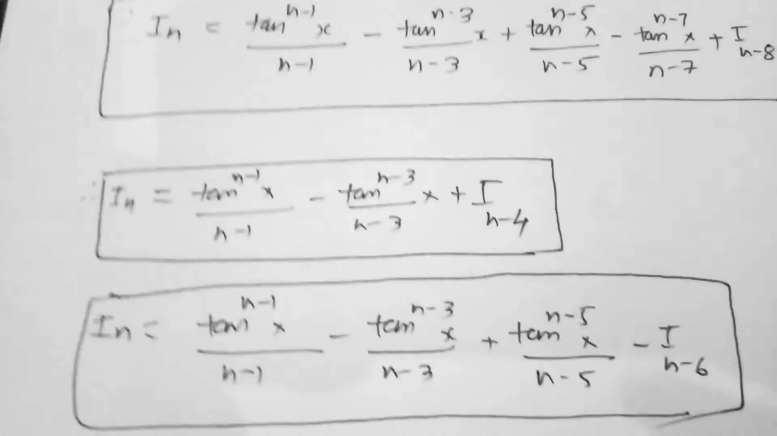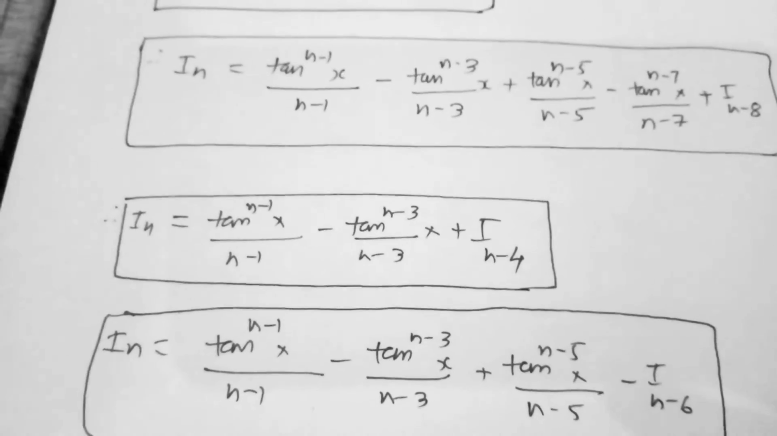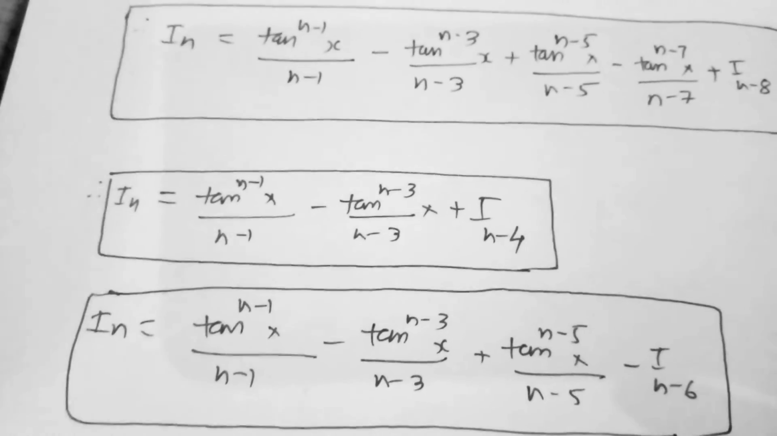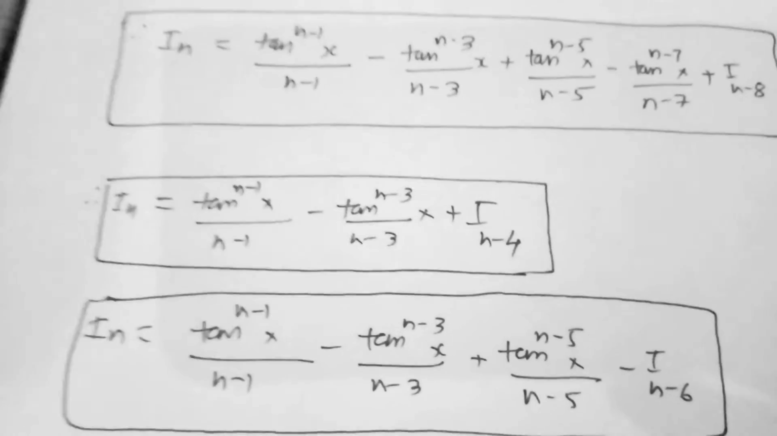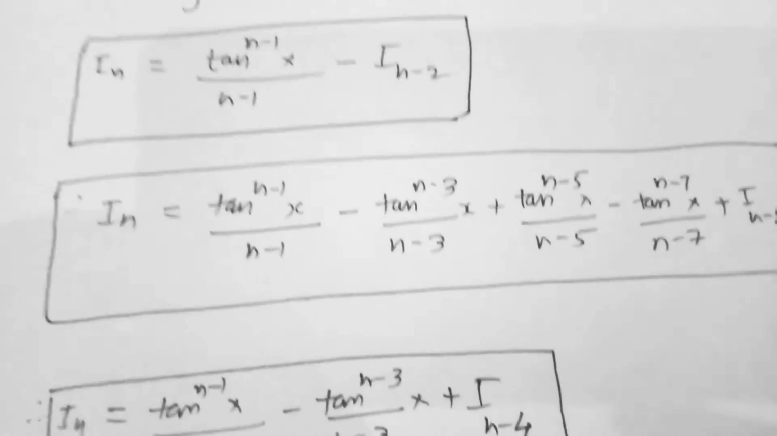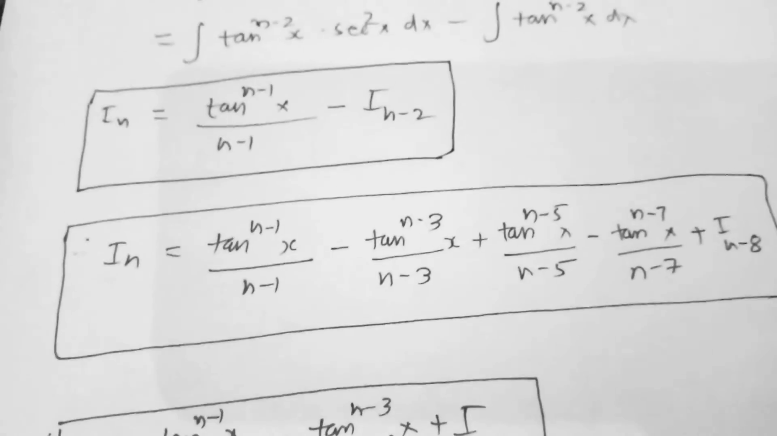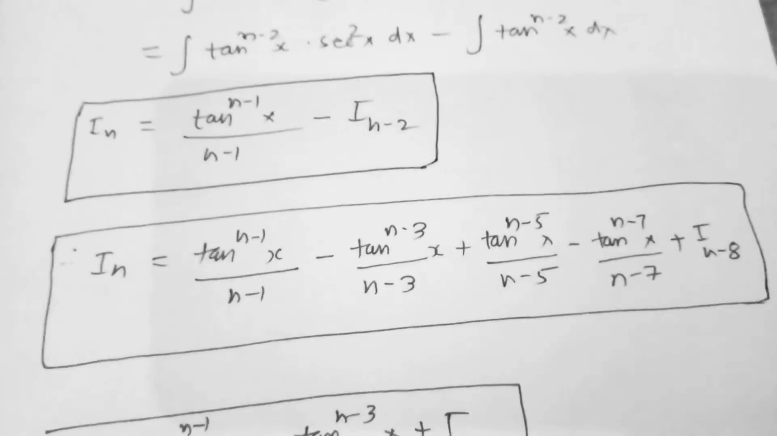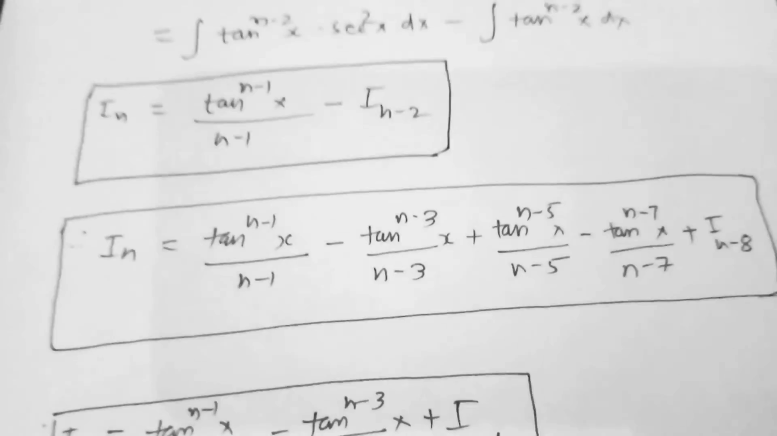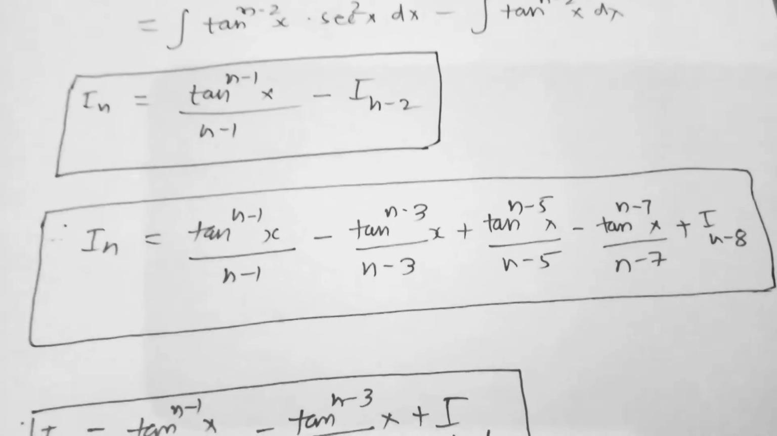So this is all about the reduction formula. How do we say this is a reduction formula? Because we are reducing the power of tan, starting from the first. Whenever there is the power n in the question, we have to integrate tan to the power n x dx. So just reduce the power of tan from n to n minus 1.